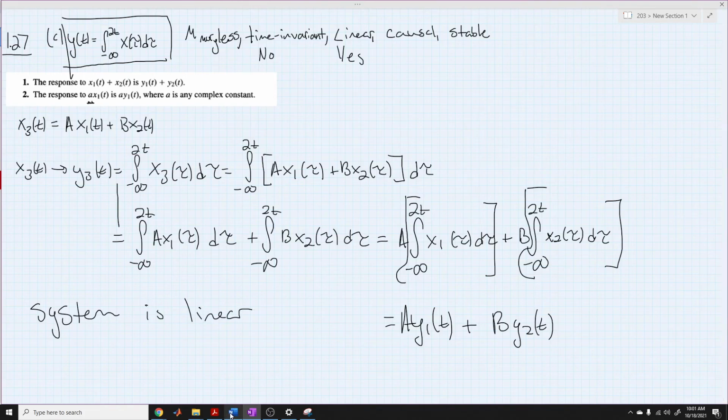I think you have to have already taken linear algebra to take this class, so you should know. You should be able to just look at that and recognize that it is linear because integration is a linear operation, just like differentiation is. And if we're in DT, then summation is analogous to integration. So summation is also a linear operation.